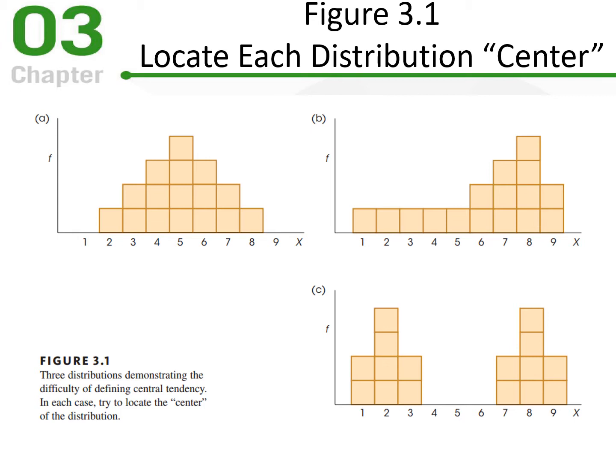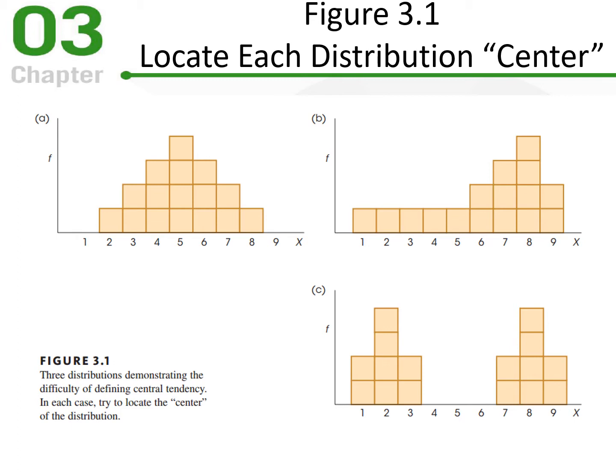And in example C, this is definitely symmetrical, but it's not normal because with normal you have one peak. Here you don't have one peak, you have 2 peaks. So you have 2 symmetrical peaks. And where's the middle going to be? If it's symmetrical, the middle looks like it's going to be around 5 here.